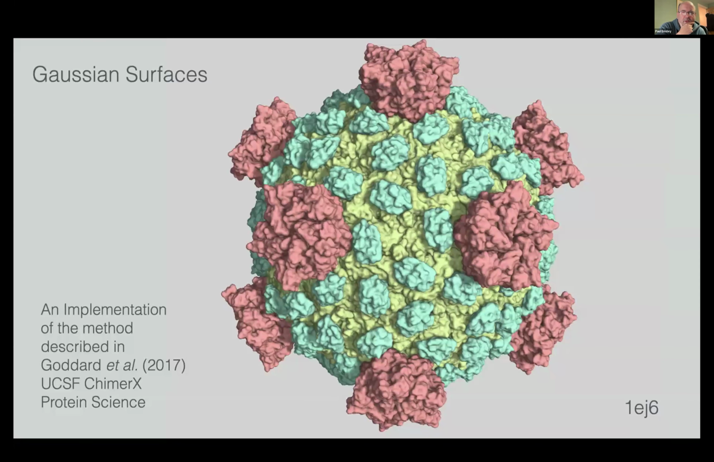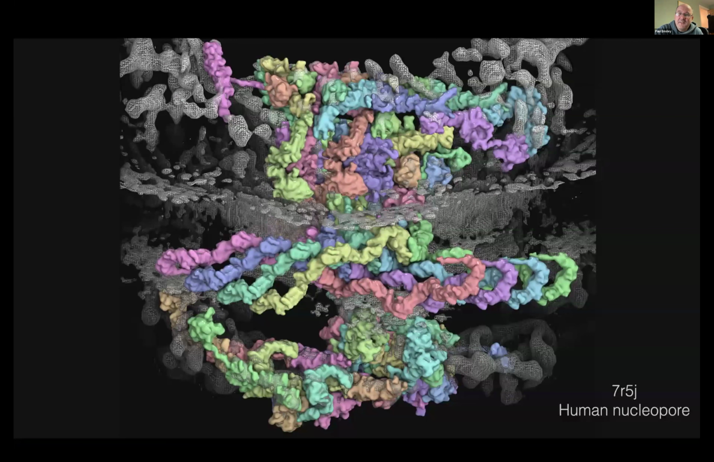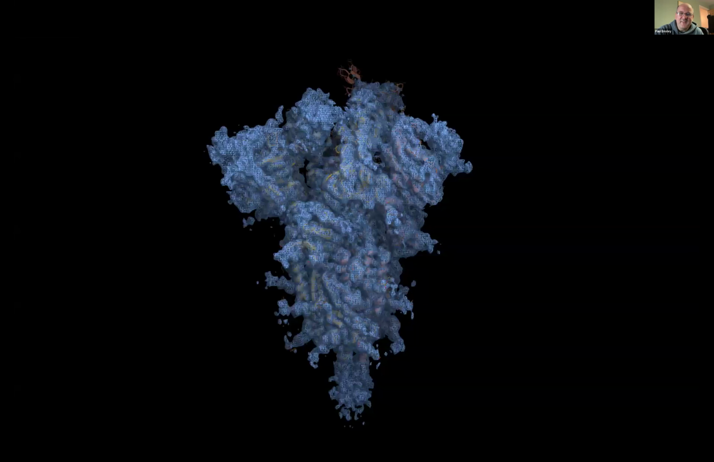So this is a structure that I got from the ChimeraX paper. Yeah, and so we can do Gaussian surfaces. I just implemented their method. And it looks okay, I hope. And it rotates perfectly fine, at least to me.